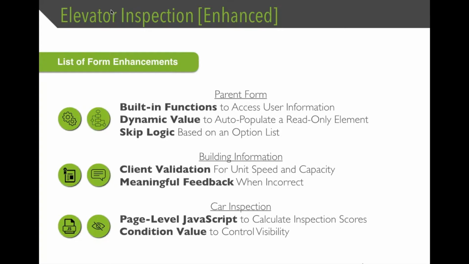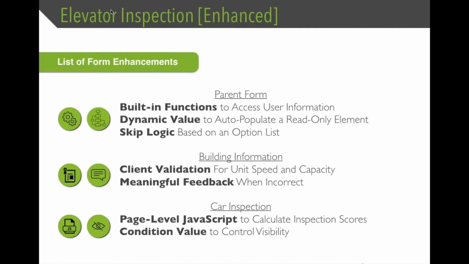And finally, in this form, we're going to be using skip logic. Based on one of the option list values, we're either going to show a field or keep it hidden, so you're effectively skipping that element. For the building information form, we're going to be doing two things. We're going to be adding client validation for both the unit speed as well as the capacity. And for each of those elements, we're also going to be giving meaningful feedback through the validation message when the user types in an incorrect value.